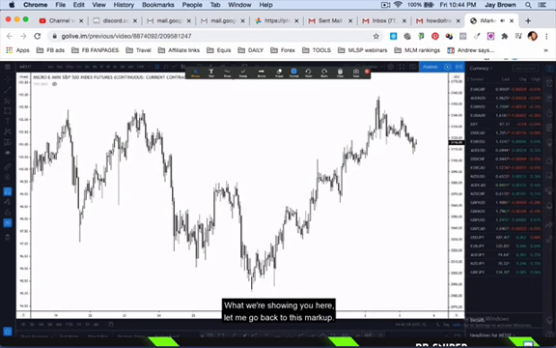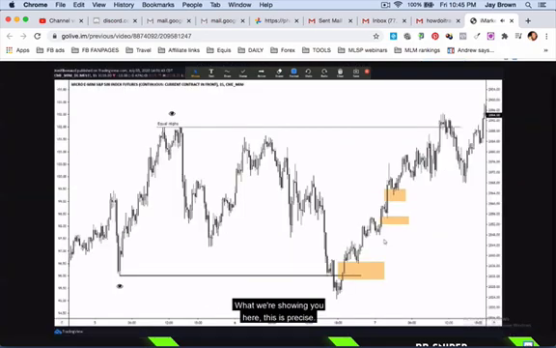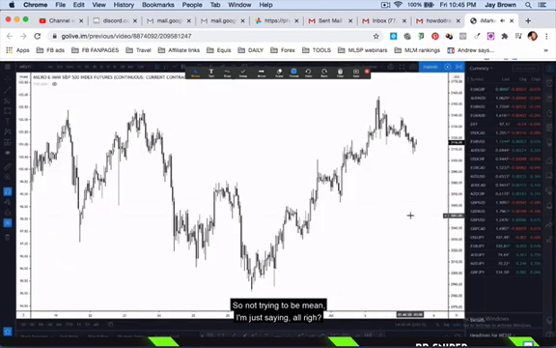What we're showing you here, let me go back to this markup, this is precise. This isn't guesswork. Well, at the time, sure, you're taking probabilities. Nothing is 100%, but Elliott waves are not going to give you 1 point of drawdown, 2 points of drawdown for like 30 points of profit and things like that. Elliott waves can't do that. Not trying to be mean, I'm just saying. That's my take on it.